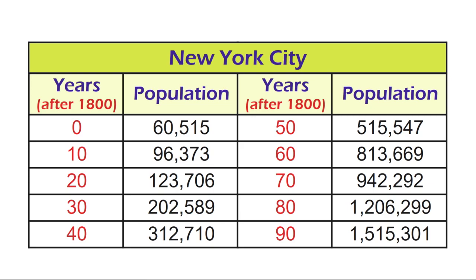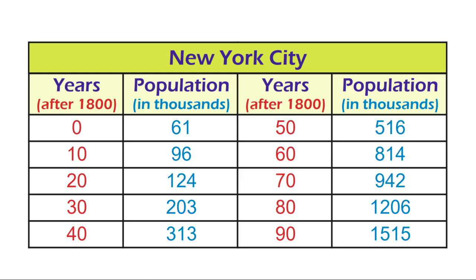With the population data, it's also common to use thousands of population rather than the actual number. So we'll change all the population numbers to thousands of people. So that means that the 1800 population number of 60,515 is rounded to 61 thousands. The next number is rounded to 96 thousands, and all the way up to the 1890 population, which is 1,515 thousands. It is this data that you now see that we're going to put into the calculator.